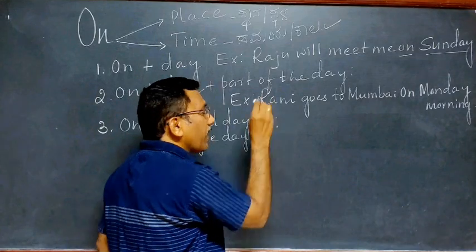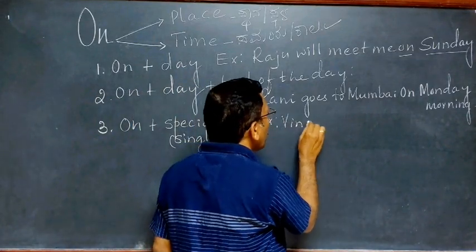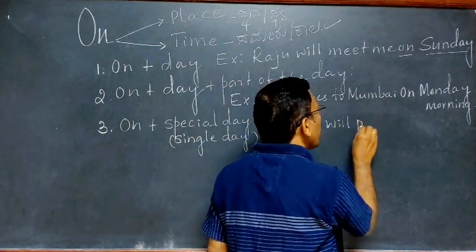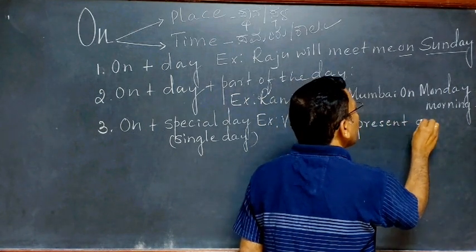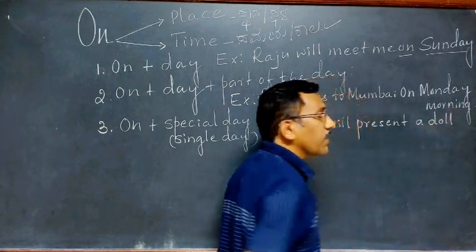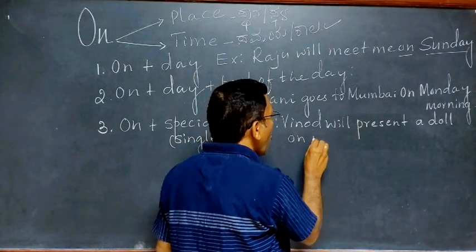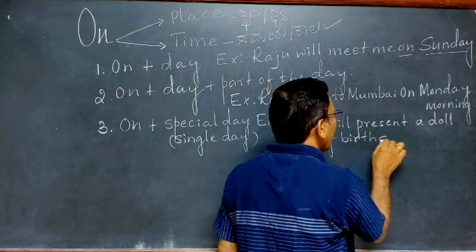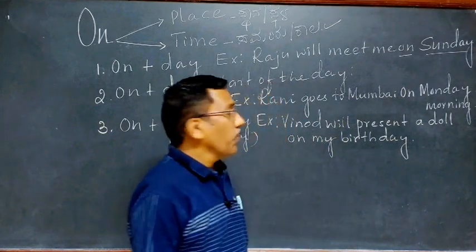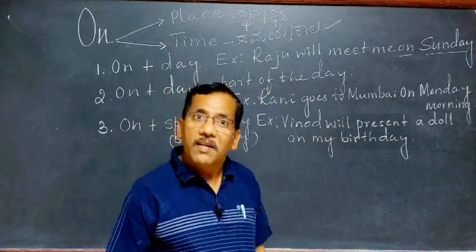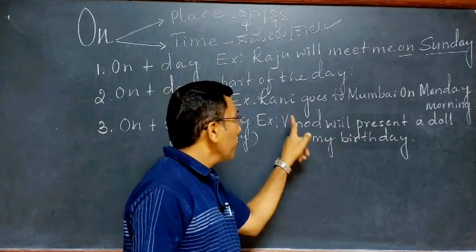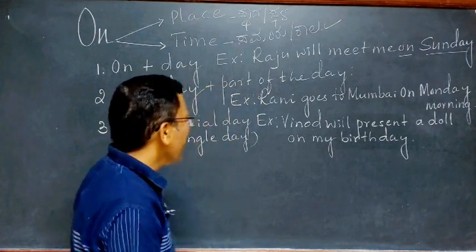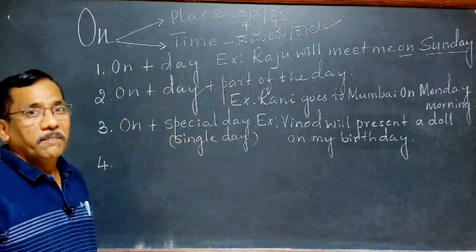For example, you say Vinod will present a doll on my birthday. What does it mean? Vinod will present a doll on my birthday. ನನ್ನ ಹುಟ್ಟುಹಬ್ಬದ ದಿನ ವಿನೋದನು ನನಗೆ ಒಂದು ಗೊಂಬೆಯನ್ನು ಕಾಣಿಕೆಯಾಗಿ ಕೊಡುವನು. Got it? Yes. Then fourth one.